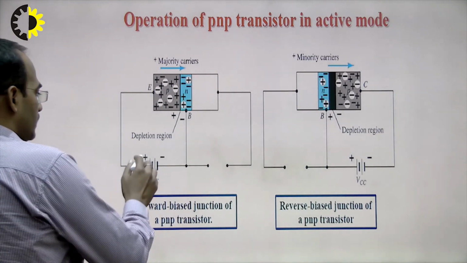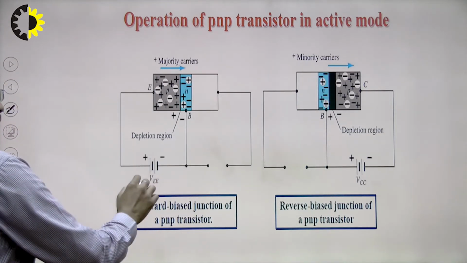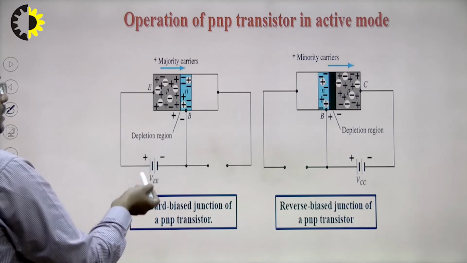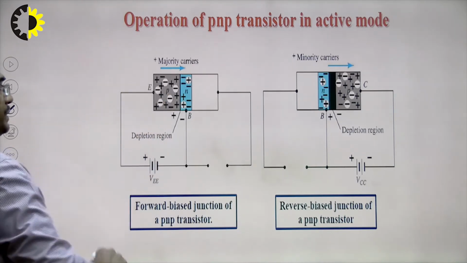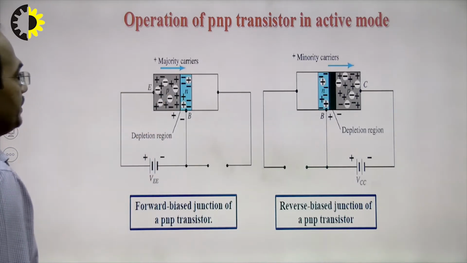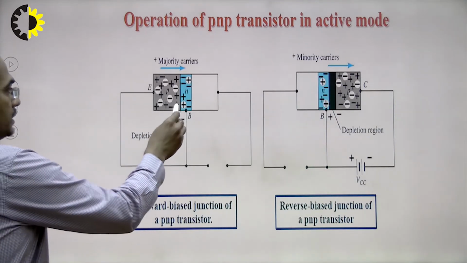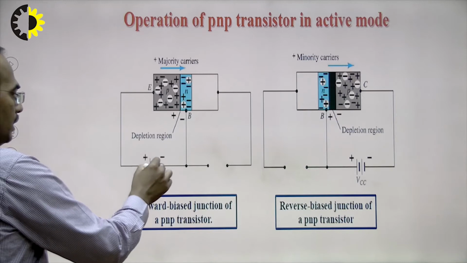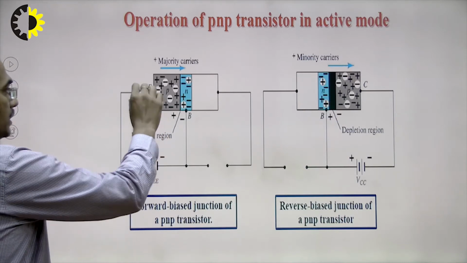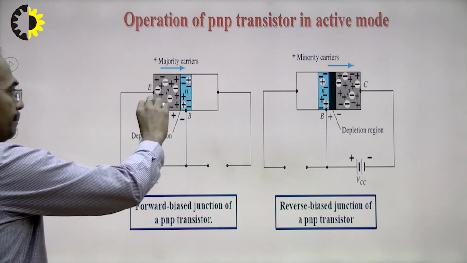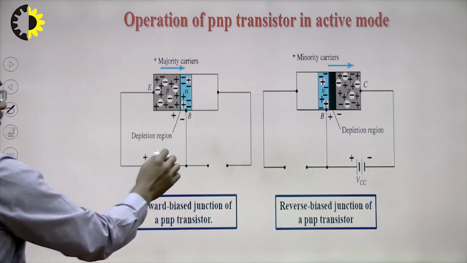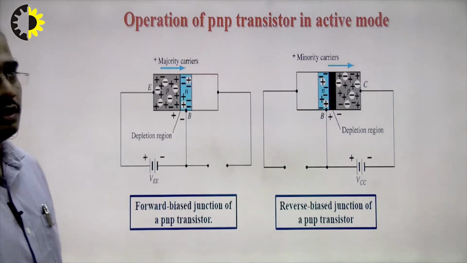So, what will happen? This positive terminal will repel the majority charge carriers of the P side of the PN junction diode, and this N side will attract the minority charge carriers of the P side, or you can say the minority charge carriers of the N side of the PN junction diode.